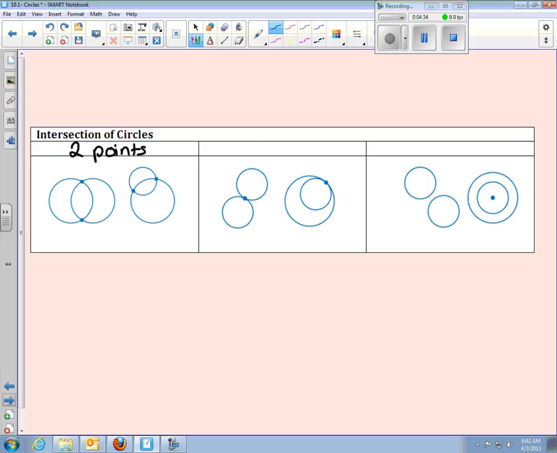Our middle ones intersect in 1 point. And our last one has no points of intersection. Now ask yourself, could I have 2 circles that intersect in 3 points? What about 4 points? What about 10 points? So think about those and see if you can come up with an answer for tomorrow.